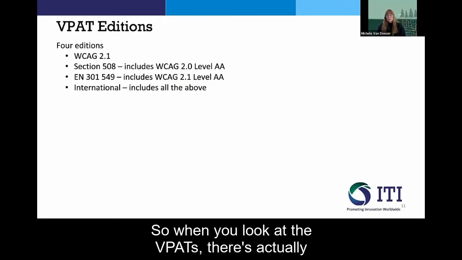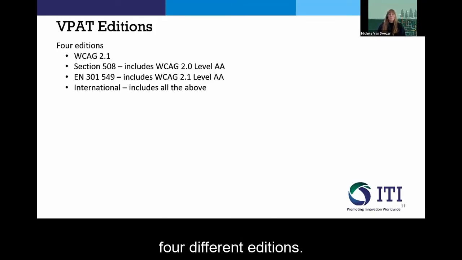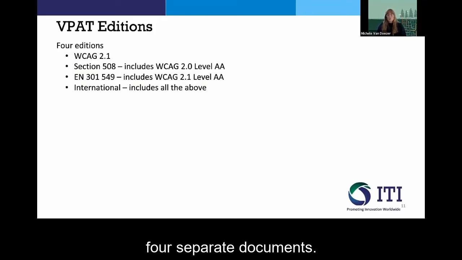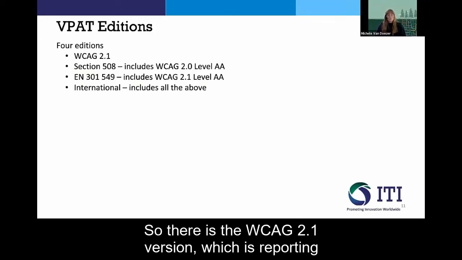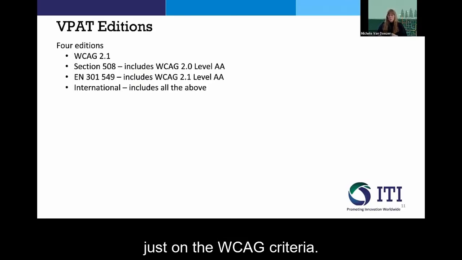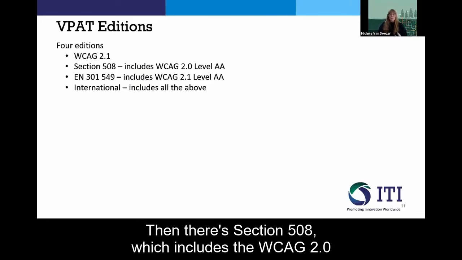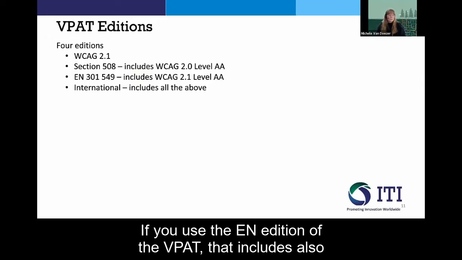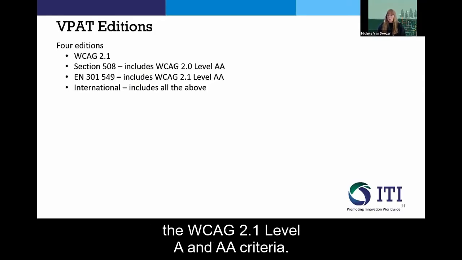So when you look at the VPATs, there's actually 4 different editions. We had originally started with 1 and broken out into 4 separate documents. So there is the WCAG 2.1 version, which is reporting just on the WCAG criteria. Then there's Section 508, which includes the WCAG 2.0 level AA criteria, so A and AA. If you use the EN edition of the VPAT, that includes also the WCAG 2.1 level A and AA criteria.